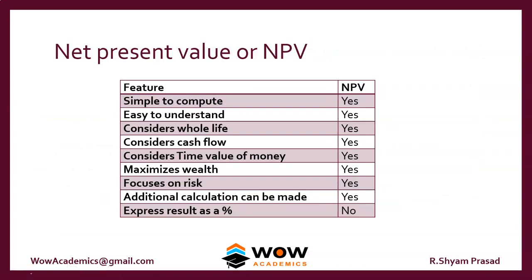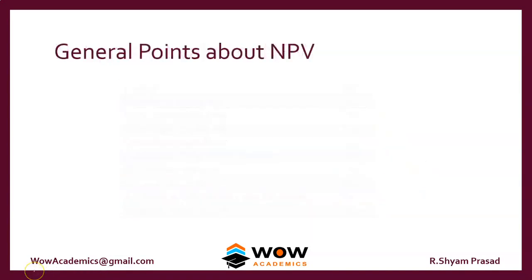So we'll consider the features here. It is simple to compute. It is easy to understand. It considers the entire life of the project. It considers the cash flow. It also considers the time value of money. It directly adds to the wealth, which is a very important point. It focuses on risk. Yes, the discount factor takes into account the risk. Additional calculations, we can do. Is the answer a percentage? No, the answer is an amount. That is where we can summarize NPV. So we'll see some general points about NPV.